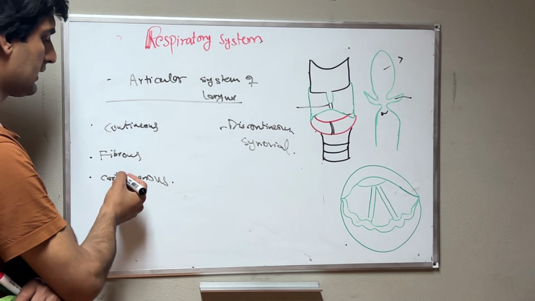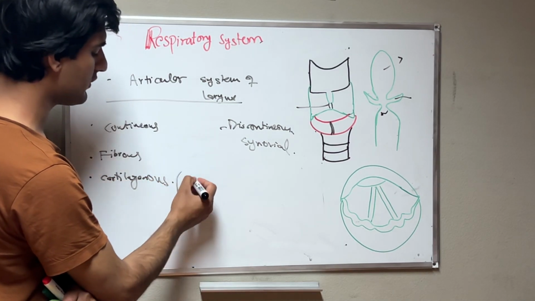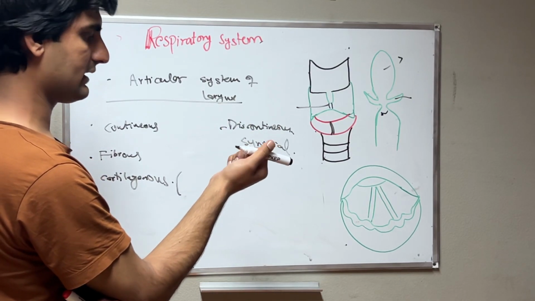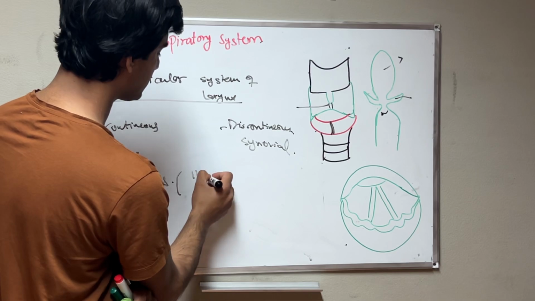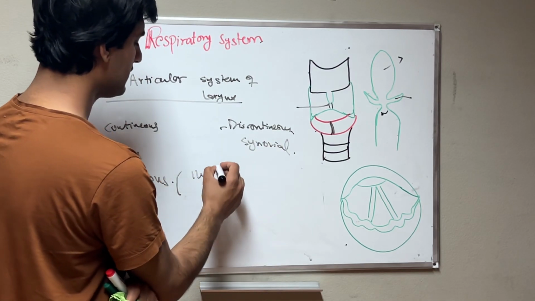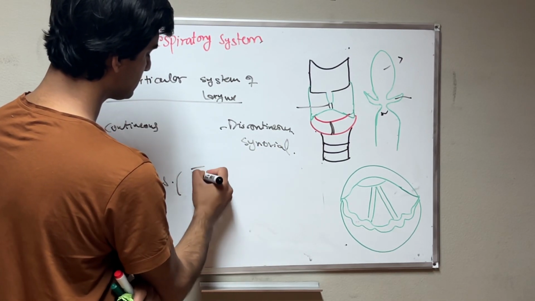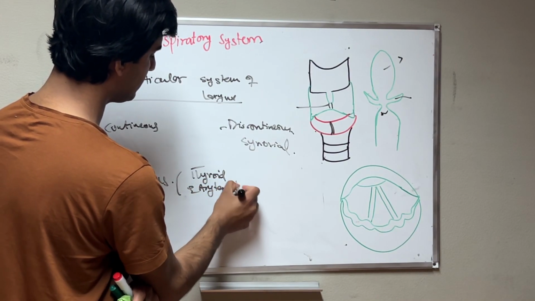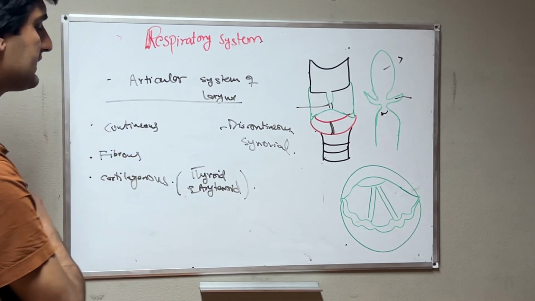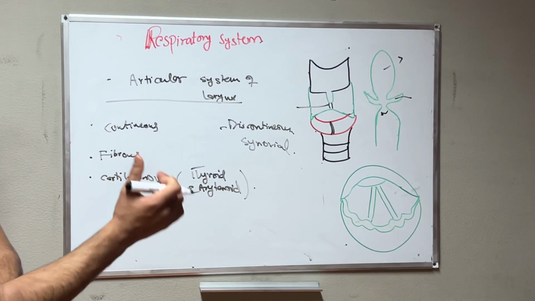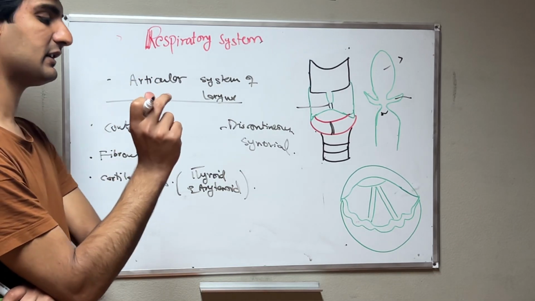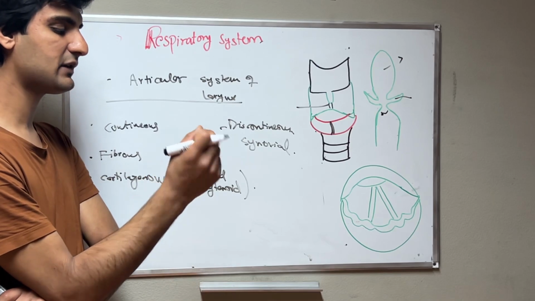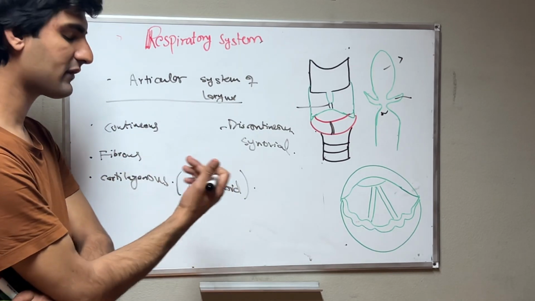For the cartilaginous type, we have the Arytenoid and thyroid cartilages, seen from the posterior. You can also see this in the rib system: in ribs we have a bony part and a cartilaginous part, and between them we have synchondrosis. This is also a type of cartilaginous joint.